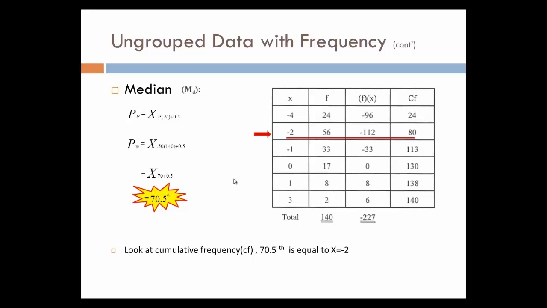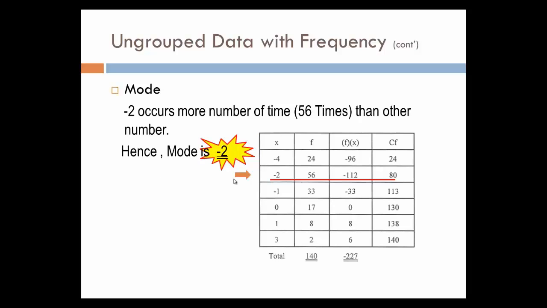The mode, the number that occurs most often. If you look at this data, if we look at the frequency column, we are going to see that we have more persons in the second row. We have 56 persons in the second row. So these 56 persons made -2. So we have more persons who made -2.